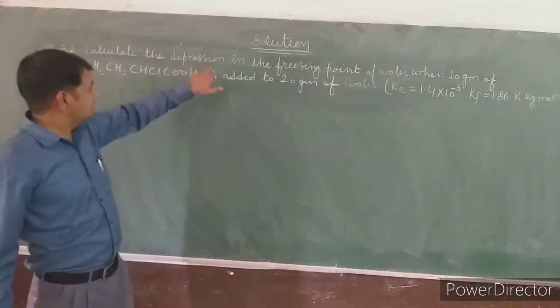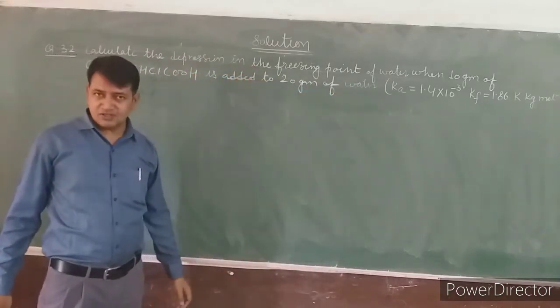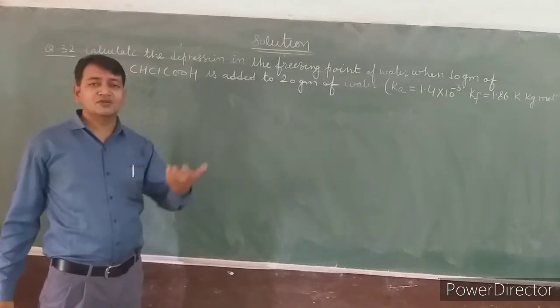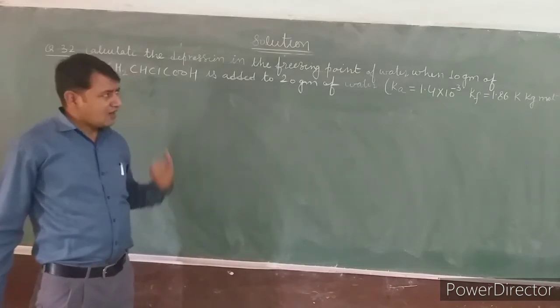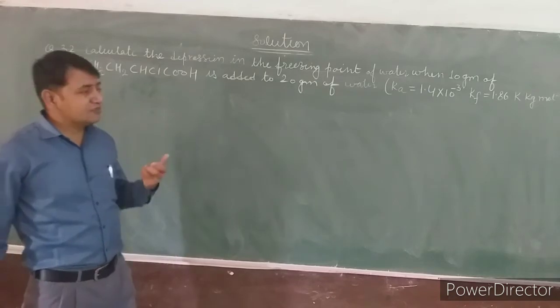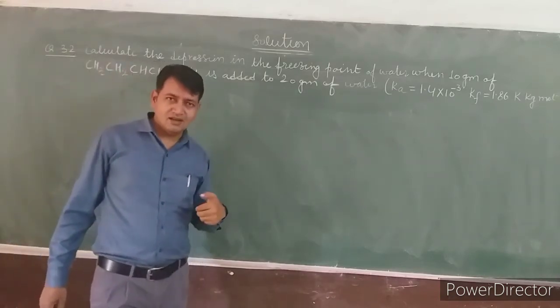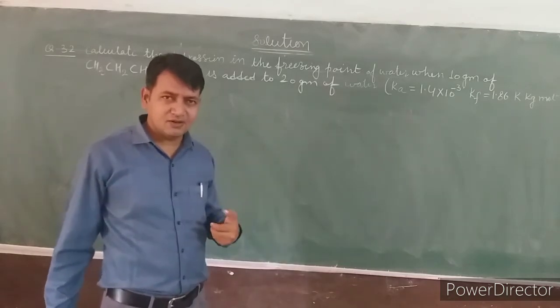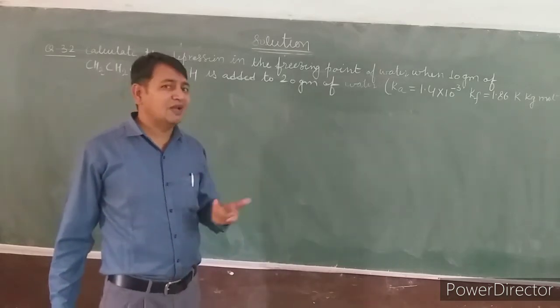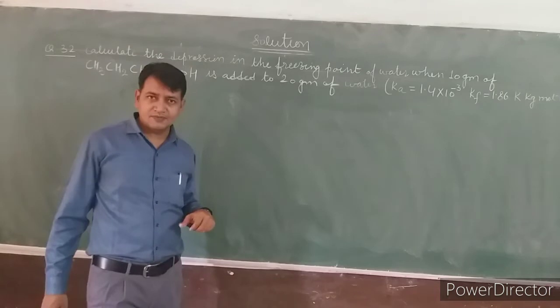We have to calculate the depression in the freezing point. It means delta Tf we have to calculate. Then now, how can this question be related with the Vant Hoff factor, sir? This is the main question. Where should we apply the Vant Hoff factor concept or where should we not apply it?